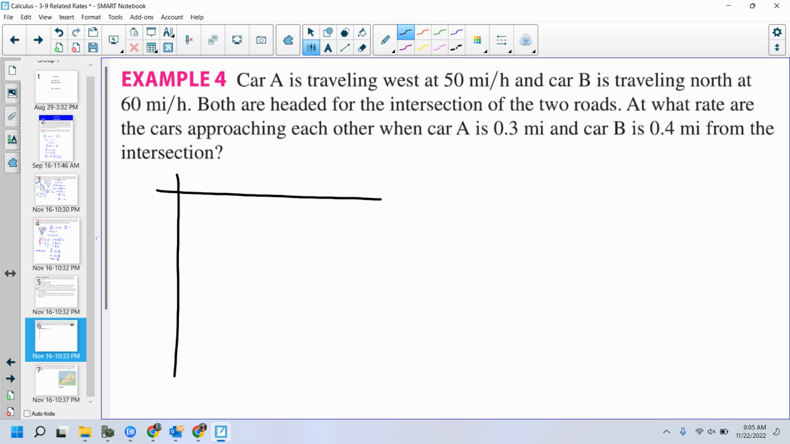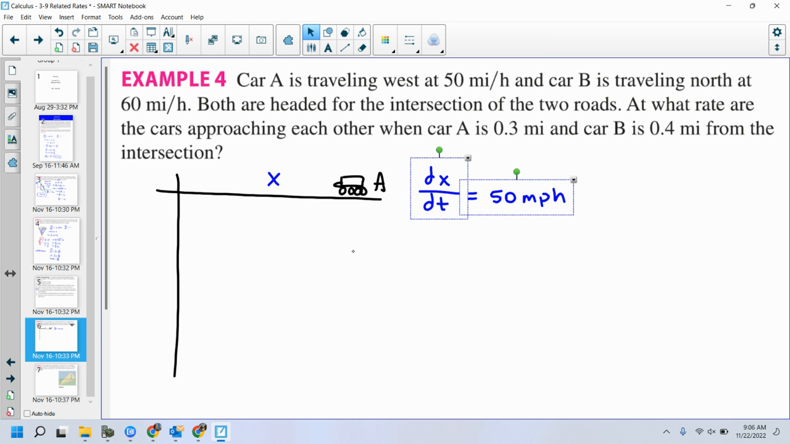right? Car A is traveling westward. So here is car A. Let's put this as an x, right? Because it's horizontal. It's traveling westward at a rate of 50 miles per hour. You could call this negative 50 because it's going west, it's going left, but I'm just going to say 50 miles per hour. And you know what? I need to move this because that should not go there.